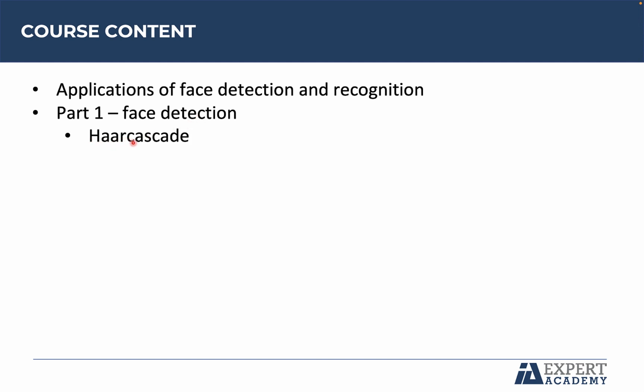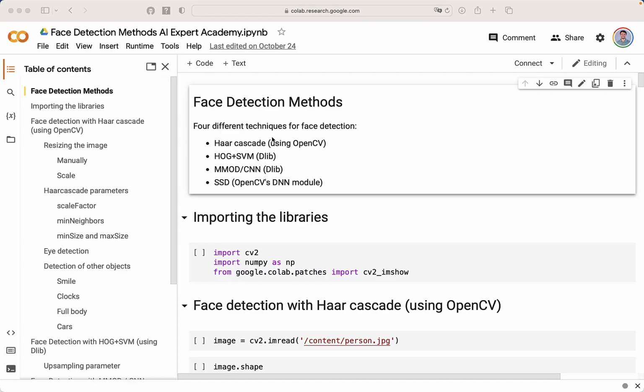A Haar cascade, which is the simplest one, HOG, MMOD, and SSD. All implementations will be done step by step in Google Colab Online. As you can see here, it means you don't need to worry about installing the libraries on your own machine, so it will be easier to follow the course.